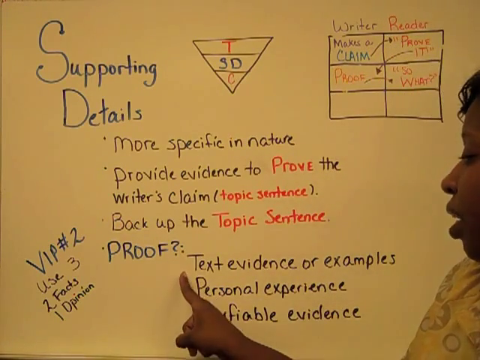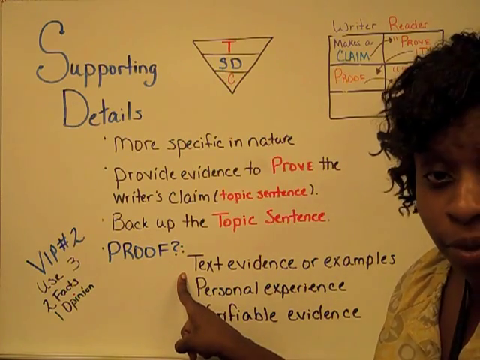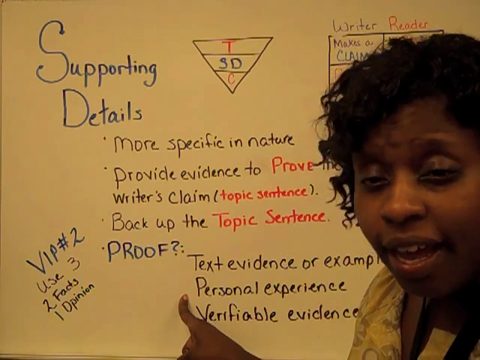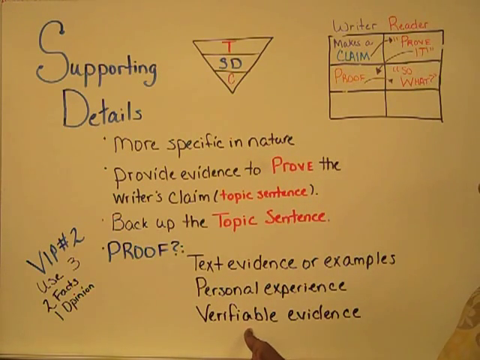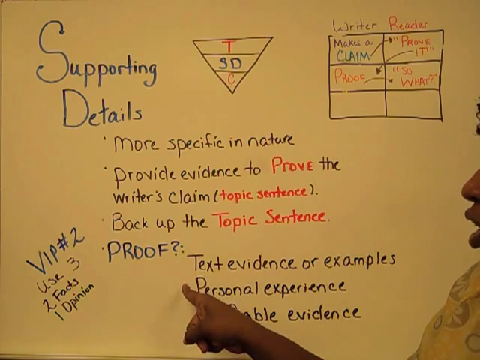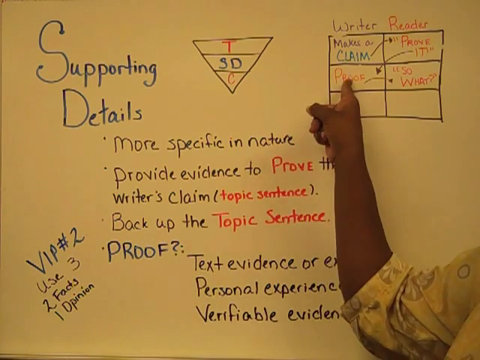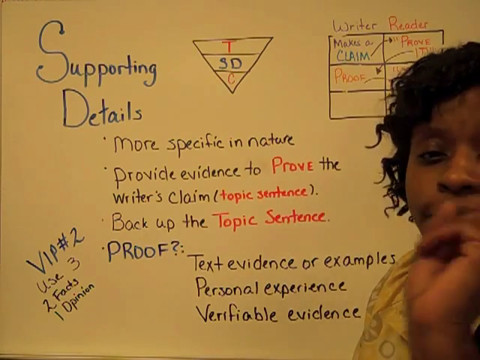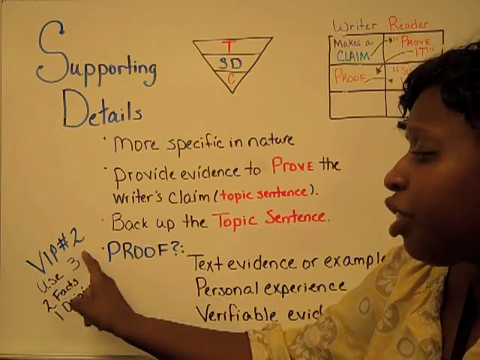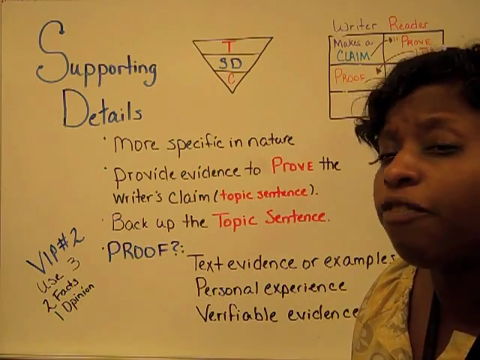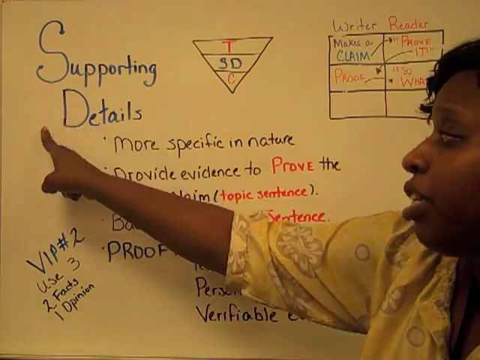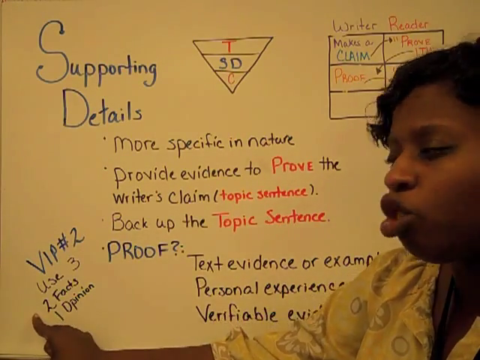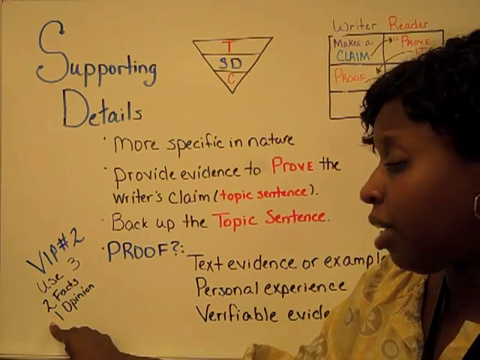Well, the proof can be text, evidence, or examples. It can also be personal experience, and it could be verifiable evidence. Those are three ways that you can prove to the reader your claim is valid. VIP number 2, always use 3. When writing a paragraph, you should always have 3 supporting detailed sentences. And how you break those down, you want to have at least 2 facts and 1 opinion.